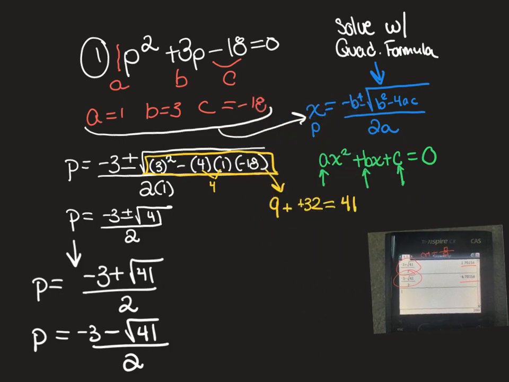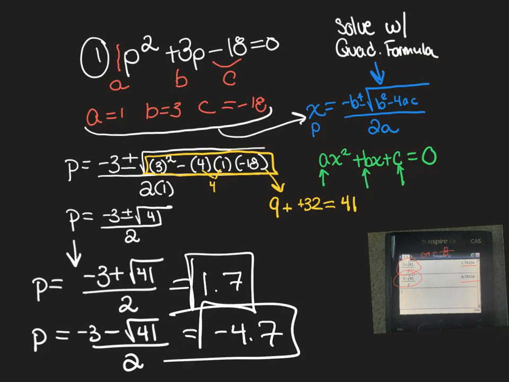So the top one is approximately 1.7, and the bottom one's negative 4.7. So you have solved it, and you have found your two solutions. So now you can do number 2 because it's just like number 1. I'm going to go ahead and do number 3 next. Okay, so let's do number 3.